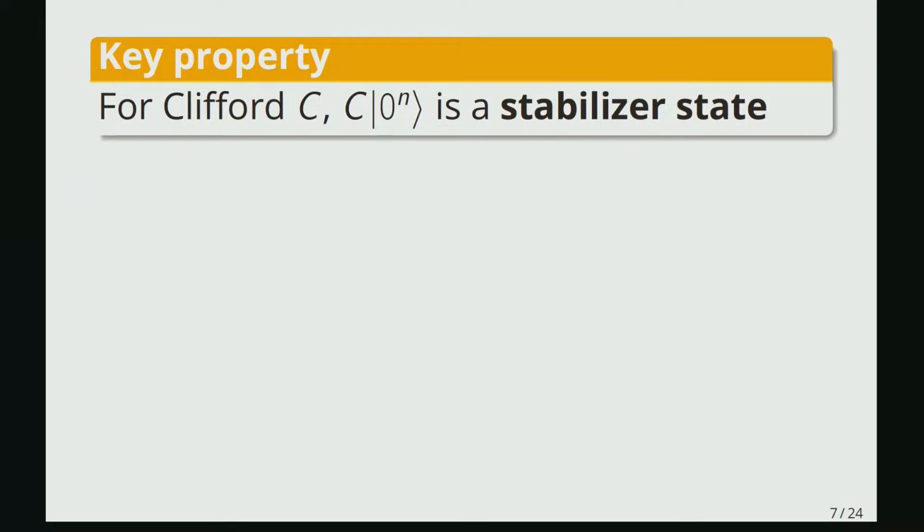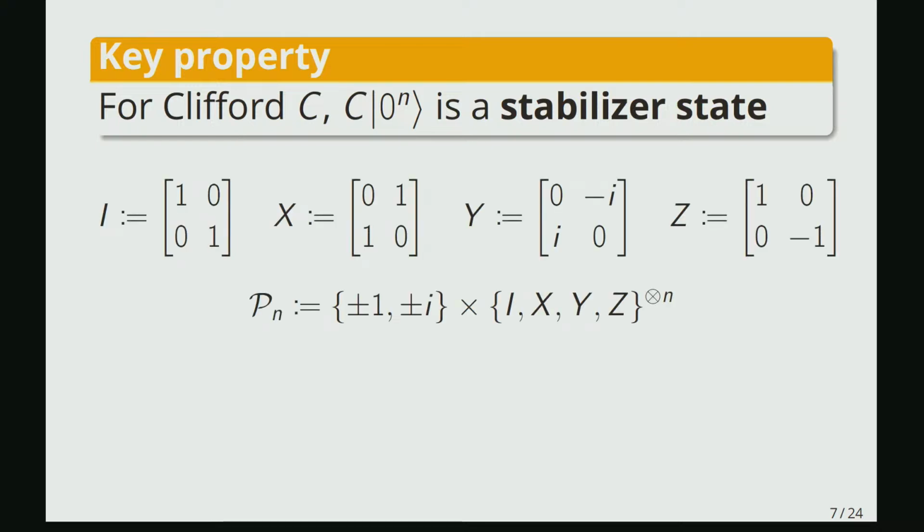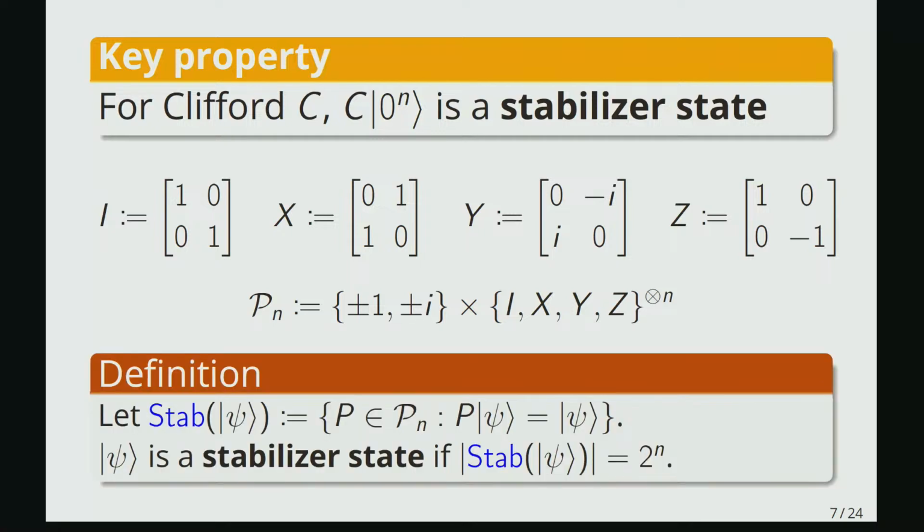And again, presumably many of you have heard about stabilizer states before, but for those of you who haven't, we start by defining the Pauli matrices, which are just these single qubit matrices, I, X, Y, and Z. And we define the n-qubit Pauli group as the set of all tensor products of these matrices on n qubits, along with arbitrary ±1 or ±i phases. And then a stabilizer state is just a state with the property that it is stabilized by exactly 2 to the n different Pauli matrices, where we say that a state is stabilized by some operator P, that just means that psi is a +1 eigenstate of P.